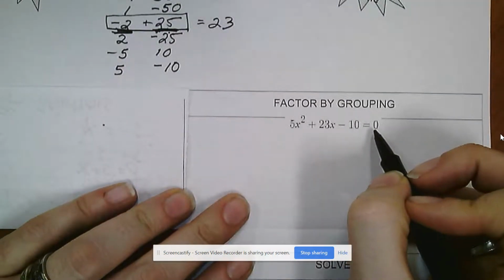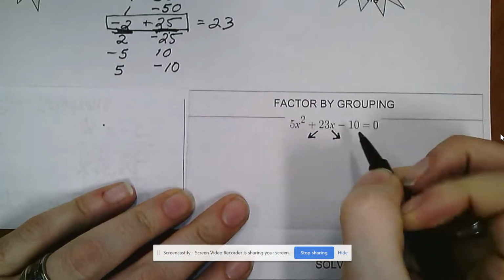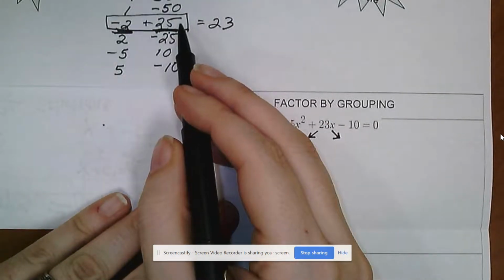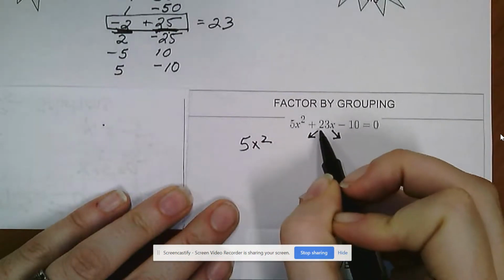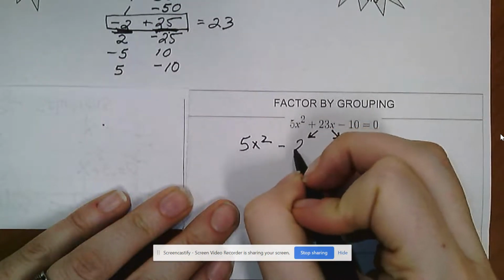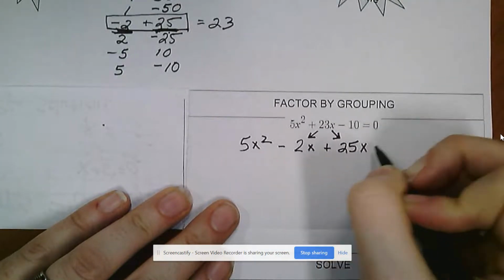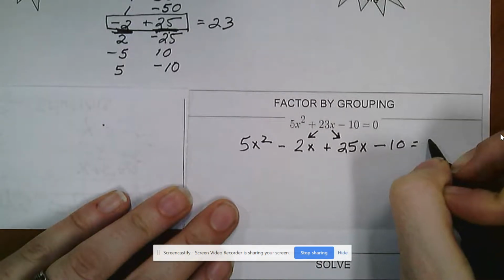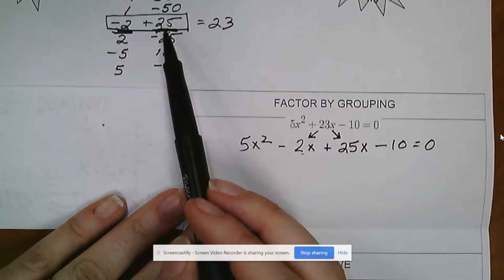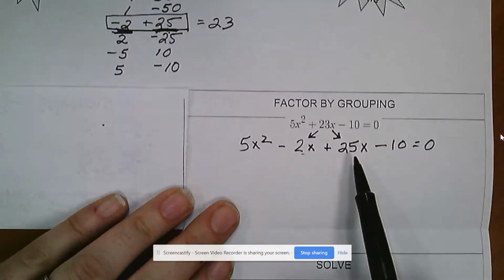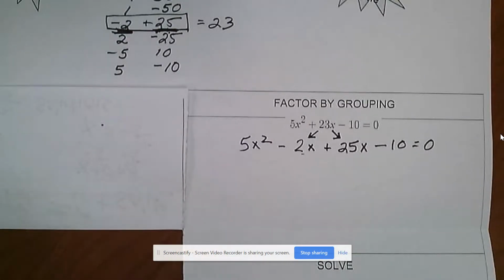So this is the original equation. And what we're going to do is break this 23x into the two factors that we found. So the 5x did not change, but instead of 23x, we're going to write -2x plus 25x. And then that minus 10 is the same. So you can notice the -2 is right here, and the 25 is right here. And again, I get asked, does it matter the order? No, because ultimately we're going to factor things out, and the order won't matter.